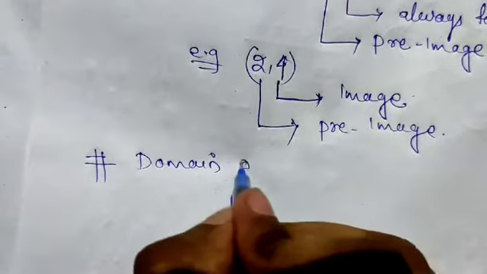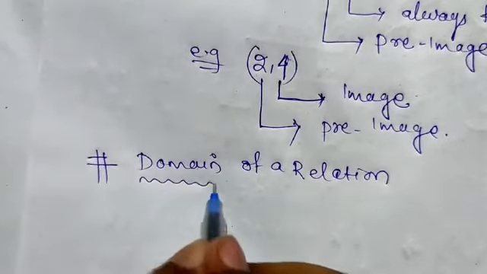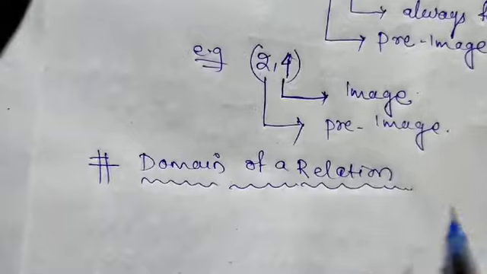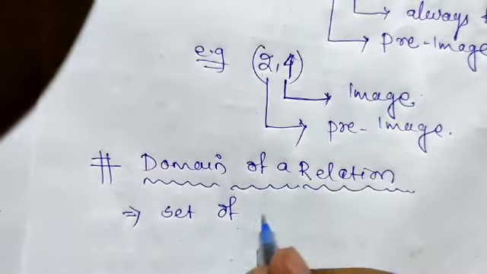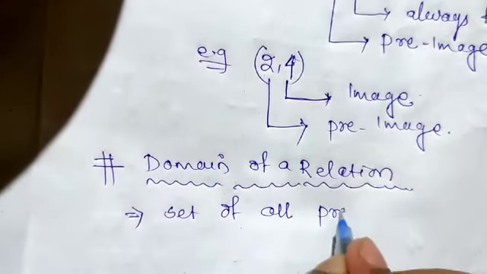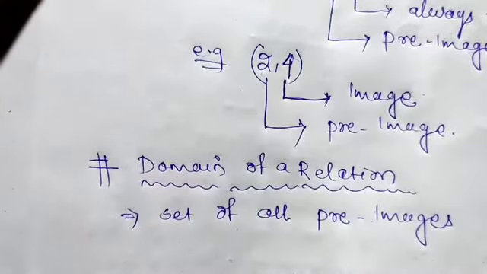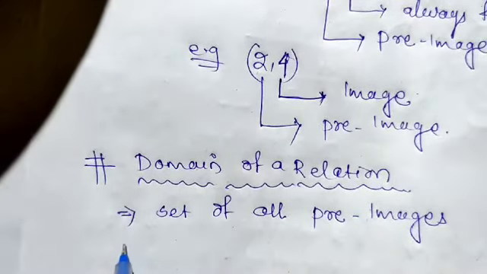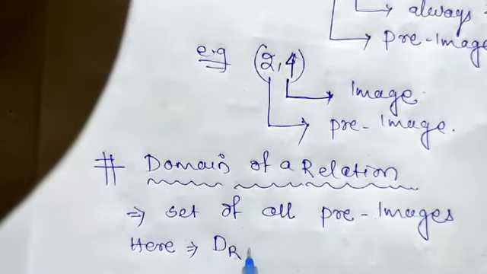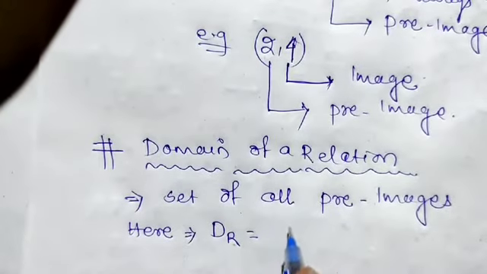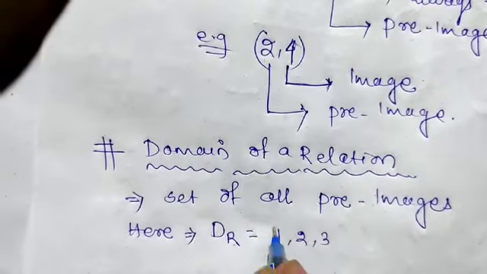Domain of a relation. It is the set of all pre-images. Here domain is equal to 1, 2 and 3.